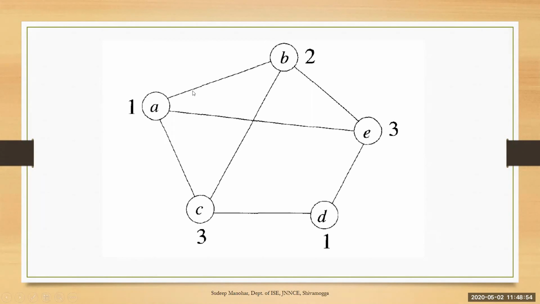So this is how you can color a given graph. So now the minimum number of colors that are needed is 3. 3 is referred to as the chromatic number of this graph.